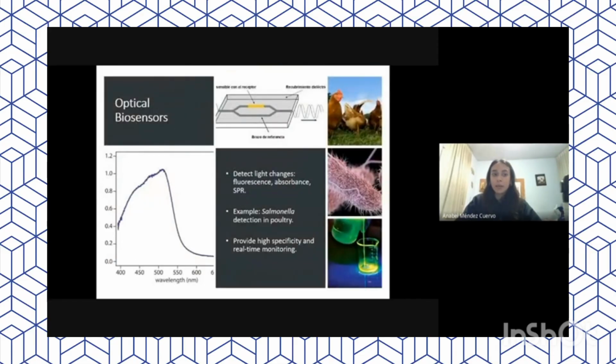On the next slide, we analyze another type of biosensor, in this case the optical biosensor. Optical biosensors detect changes in light, such as fluorescence, absorbance, or surface plasmon resonance. They are used, for example, to detect Salmonella in poultry, and these biosensors offer high specificity and real-time monitoring.